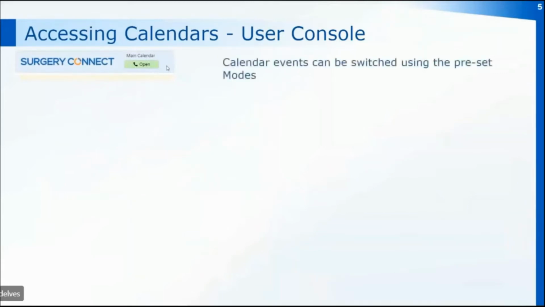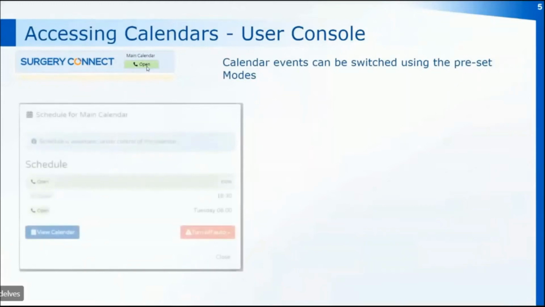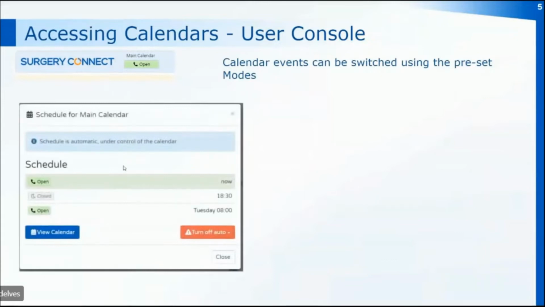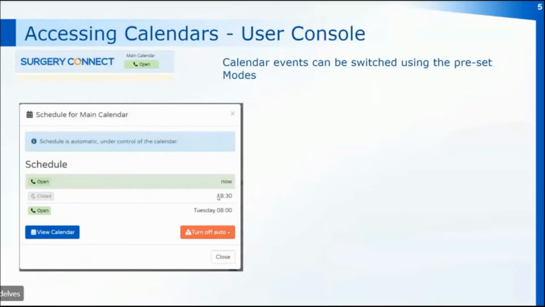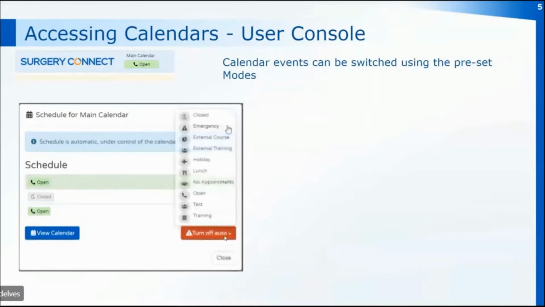I can switch these events using the preset modes. Any modes that are already on the calendar, I can swap from the user console just by clicking on where it says open. That takes me into an overview of the calendar. I can't make any changes from here, but I can click on view calendar and that will take me through to the calendar. If I want to change the event that's currently on, clicking on turn off auto allows me to switch between the preset modes that I already have on my calendar.